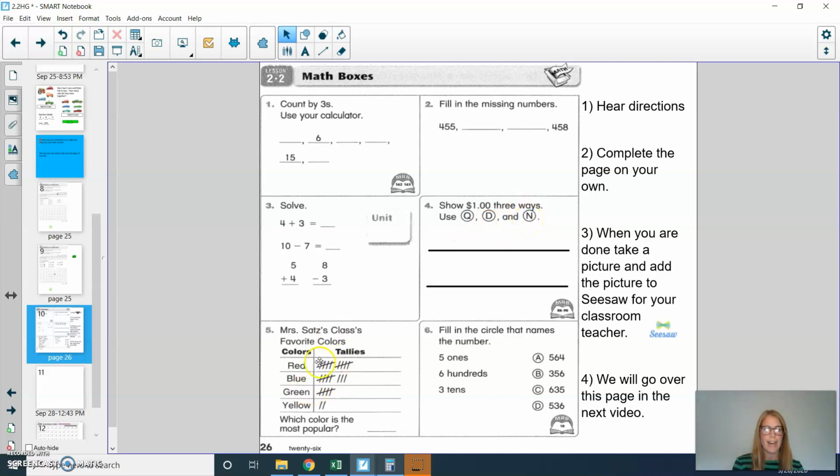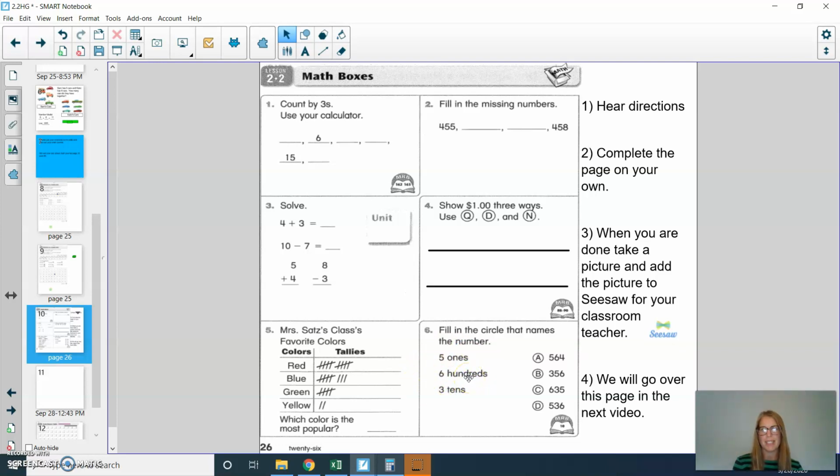For question number 5, Mrs. Statz's class's favorite colors. So you can see we have red, blue, green, and yellow. Which color is the most popular? Which color had the most tallies? And for question number 6, fill in the circle that names the number. This number needs to have a 5 in the ones place, a 6 in the hundreds place, and a 3 in the tens place.